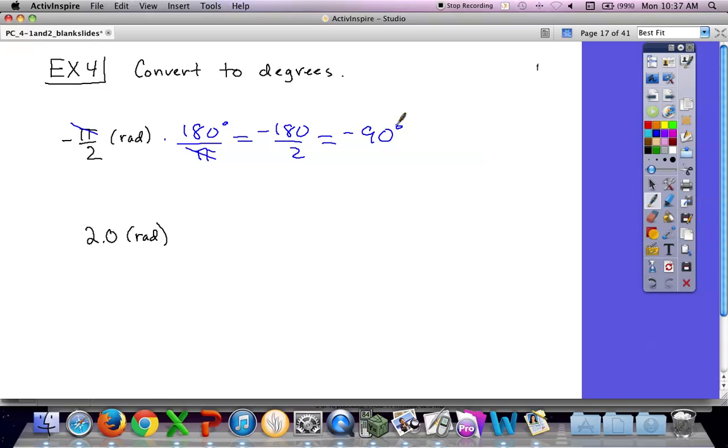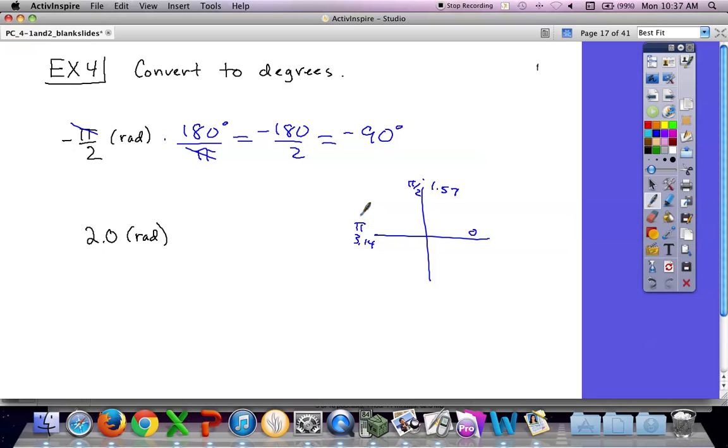Now, 2.0 radians. First question is, which quadrant is 2 radians in? Remember, in radian measure, we know that this is 0, and this is pi over 2, and this is pi. Pi is 3.14. Half of pi would be 1.57. So where would you find 2? In between these two, right? Quadrant 2. Because it's more than 1.57, it's less than 3.14.